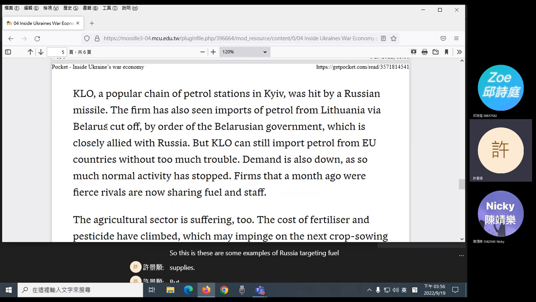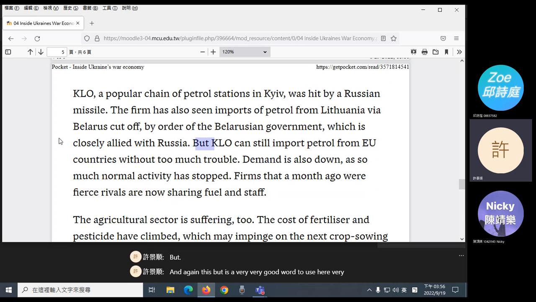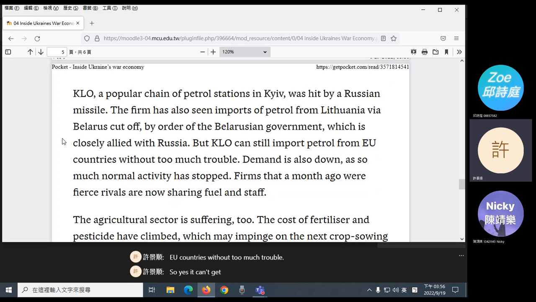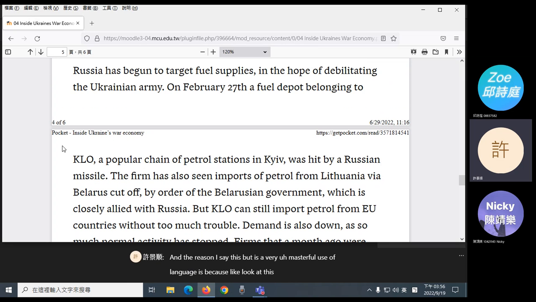But, and again, this but is a very, very good word to use here. Very good writing choice. But KLO can still import petrol from EU countries without too much trouble. So yes, it can't get gas from Lithuania, but it can get gas from the EU. And the reason I say this but is a very masterful use of language is because, like, look at this paragraph. First, it begins Russia, and it's doing these bad things. It's hitting fuel depots. It's making this company's life harder.